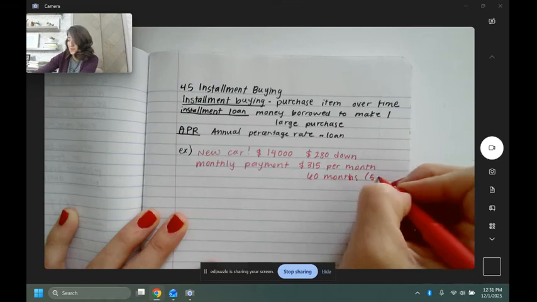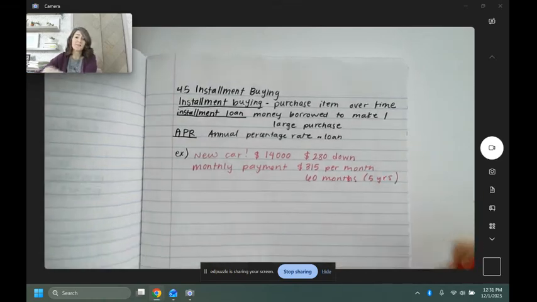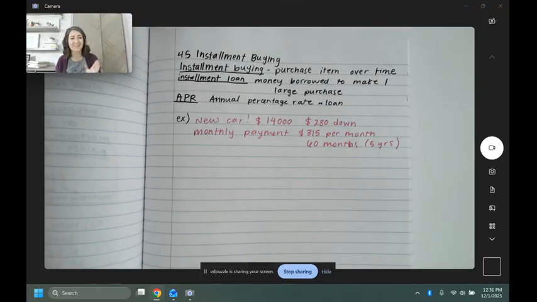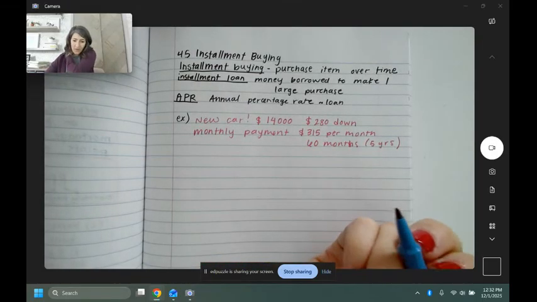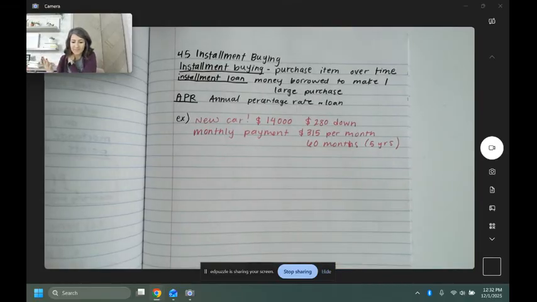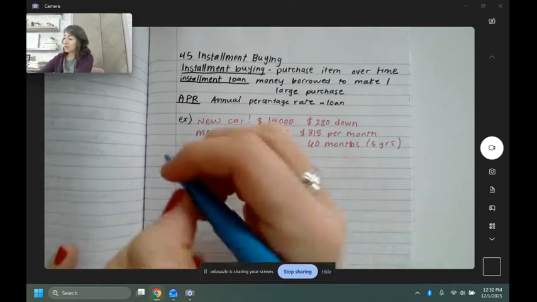Or 5 years. Very typically, car loans are either 5 or 6 years. They're not usually much longer than that. I think mine was a 6-year loan when I bought my car. It totally varies on the bank and your financial situation at the time. At the time, I wanted a lower monthly payment, so I got a 6-year loan. So let's figure out how much I needed to finance. How much was this loan initially for?